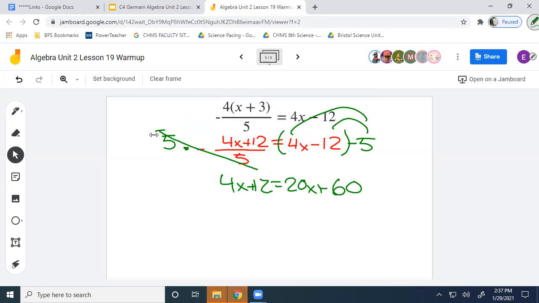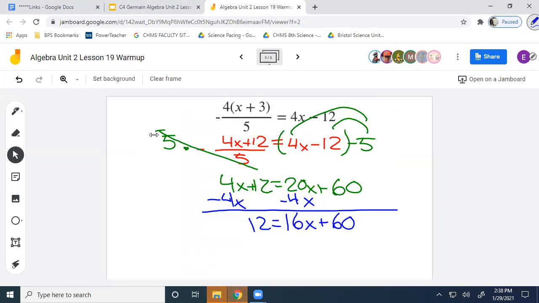Okay. Now, this is easy. We got to get our x by itself. Which x are we moving? Which is the 4. So I'm going to do what to each side? Minus 4x. Very good. Nice correction. Minus 4x. We're going to be left with 12 is equal to 16x plus 60. Okay? What are we doing? Subtracting 60 from each side. Minus 60.